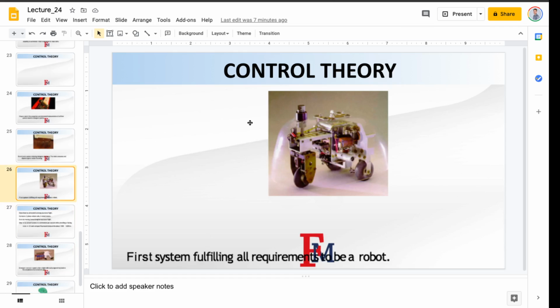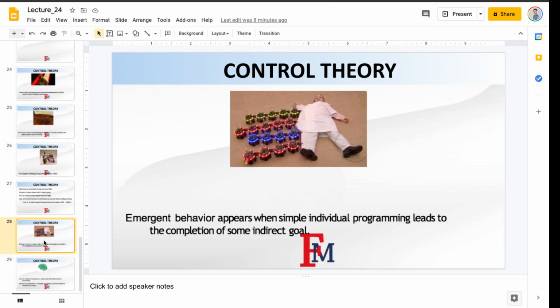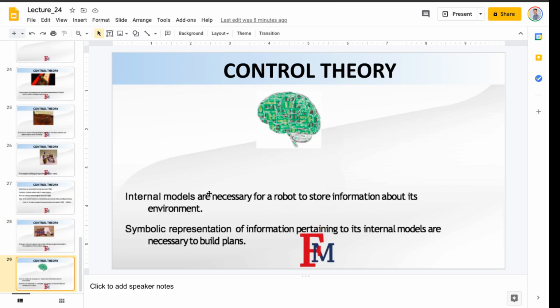So that one, kind of the first robot, what was it doing? It was described as attracted to strong sources of light, and contained two photovoltaic cells, right? They were converting lumens into voltage. Two-wheel motors act by moving forward toward the brighter source of light. The idea is to convert lumens to centimeters per second. So that's pretty much it about control theory.